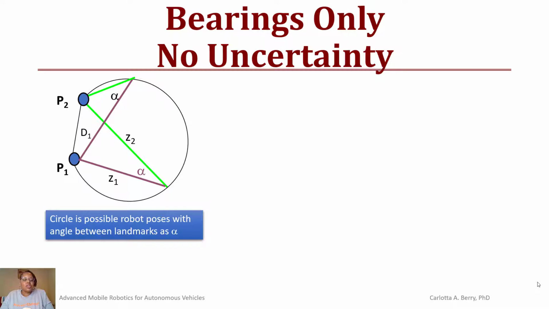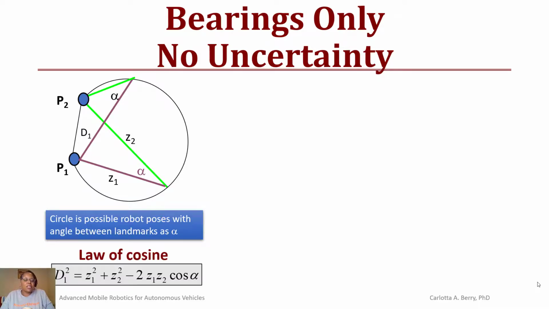So for this one, there's a circle of possible robot poses where the angle between the landmarks is shown as alpha. So every possible place the robot could be in the world where the angle would be alpha between those 2 landmarks is created with this semicircle, or not really semicircle, but this circle area. So that circle represents all of the places the robot could be in the world. And then the distance we can calculate between the 2 landmarks is given by the law of cosine. d1 squared equals z1 squared plus z2 squared minus 2 z1 z2 cosine of alpha.